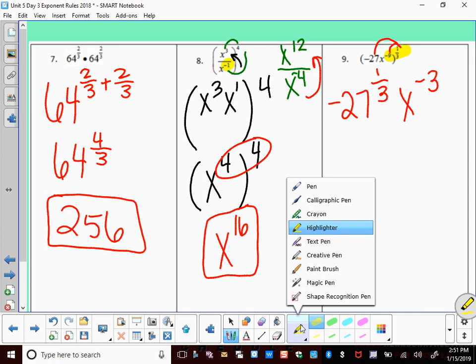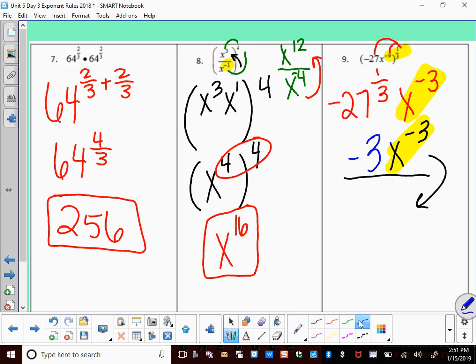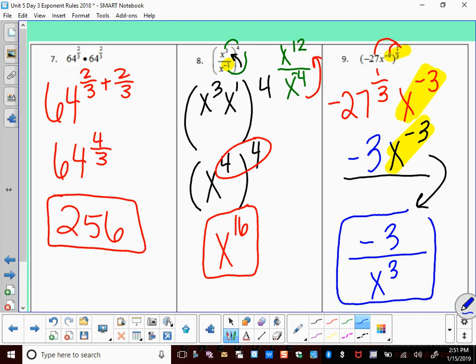What do I not like about this problem right now? The negative exponent. Do I care about this negative number? No. I don't care about that, okay? That does not mean that we need to move anything. What's negative 27 to the power of 1/3? Negative 3. And I still have x to the power of negative 3. What needs to happen to this x to the power of negative 3? It needs to move to the bottom. So I should have negative 3 over x to the 3rd. Bam. And we're done.